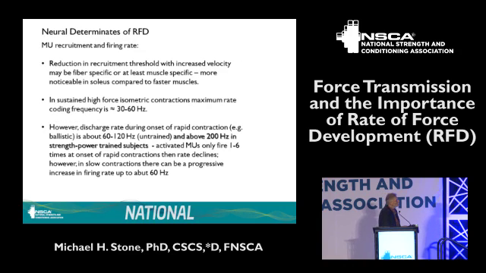Now, that reduction in recruitment threshold with increased velocity and rate of force development is fiber specific. And as I said before, it tends to be a little bit greater in type 2 fibers. And so in a muscle like the soleus, where it's primarily type 1 fibers, if you're able to recruit the type 2 fibers that are there sooner, you're going to get bigger increases in force and impulse as a result of that.